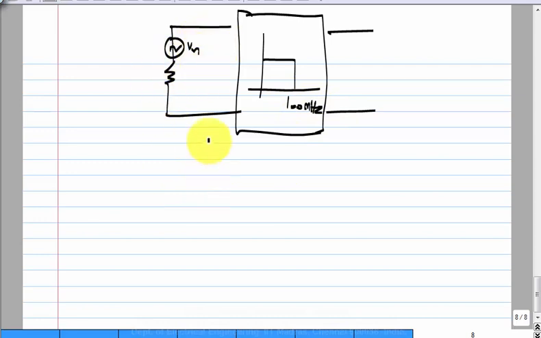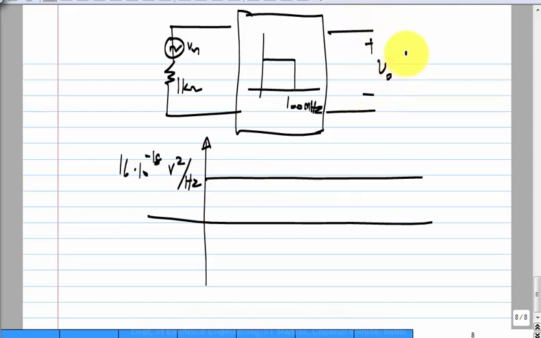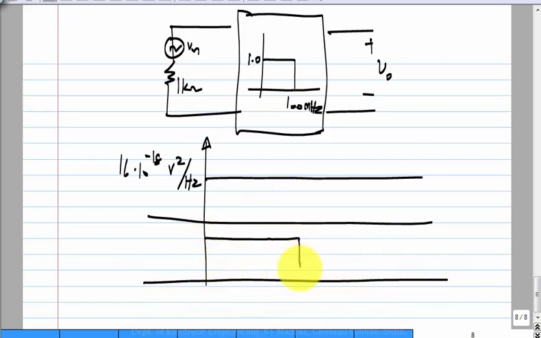The spectral density here of Vn is white. If it is a 1 kilo ohm resistor, what did we say it was? 16 times 10 to the minus 18 volt square per hertz extending all the way to infinity. If you measure the spectral density here, this is an ideal filter of 100 megahertz bandwidth, what will be the spectral density there? Yeah. Filter transfer function square. So, it has unity gain up to 100 megahertz and 0 after that. So, the spectral density there would be the same value up to 100 megahertz, because we have the same gain.